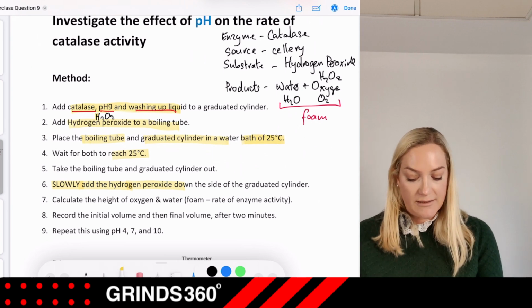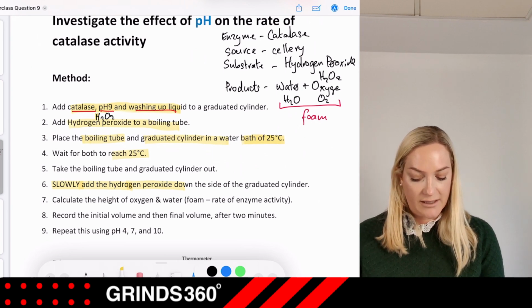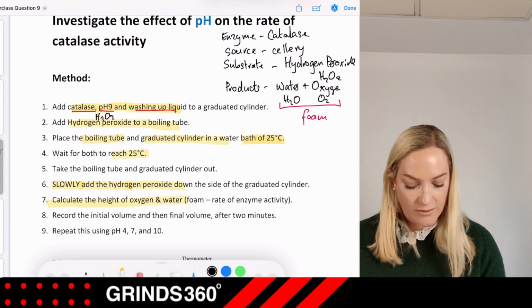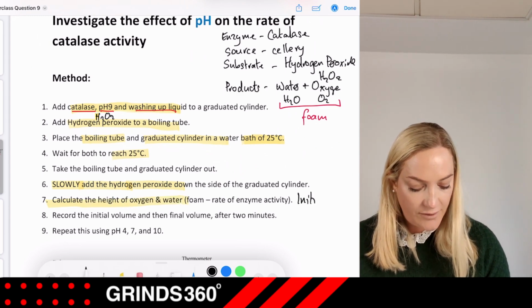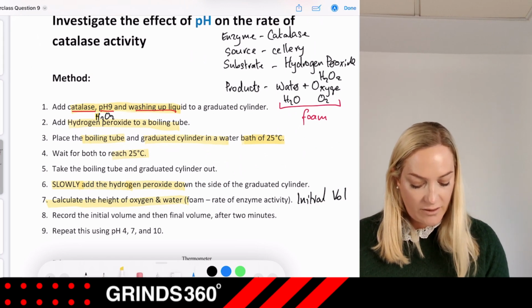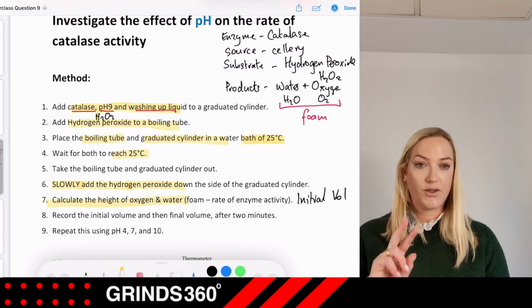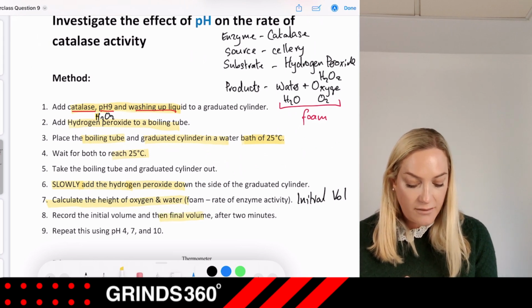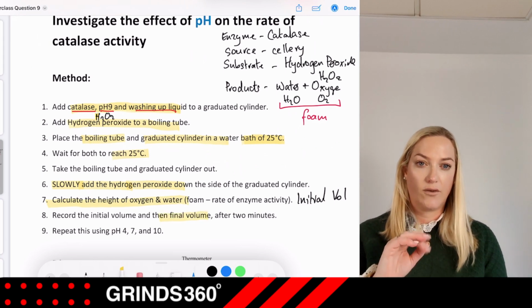So after 2 minutes, you're going to calculate the height of the water and foam. So this is called, please write in here, initial volume. So you call it the initial volume. After 2 minutes, you're going to record the final volume. And the final volume is the height of your foam.